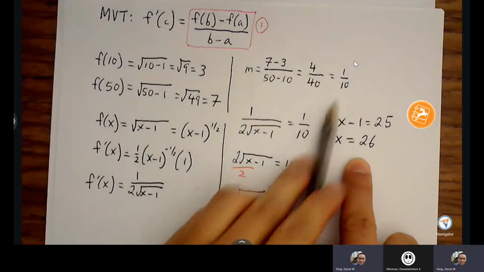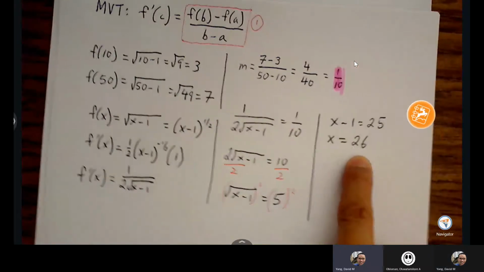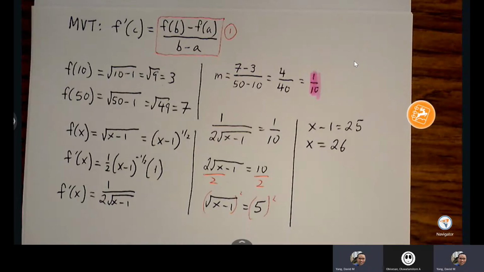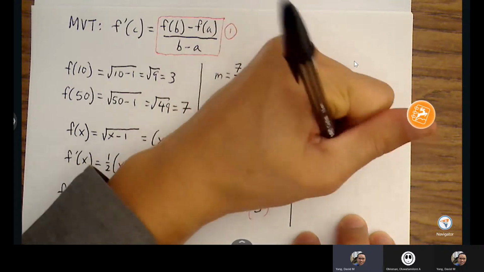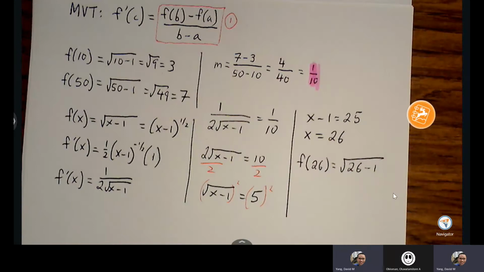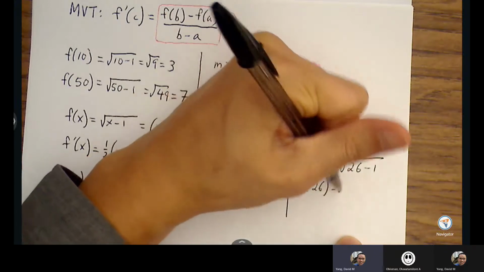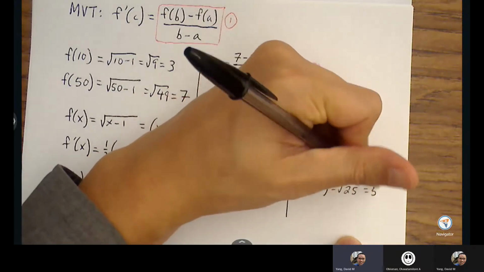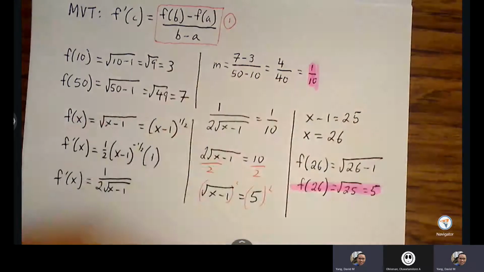All right, so we have the slope. We have part of the ordered pair. Now, because we're asked to find the tangent line equation, all we need left is to find the y value. So we'll take 26, put it back into the original function, which is square root of 25, which is 5. All right, so that's the second piece that we need to build our tangent line equation.